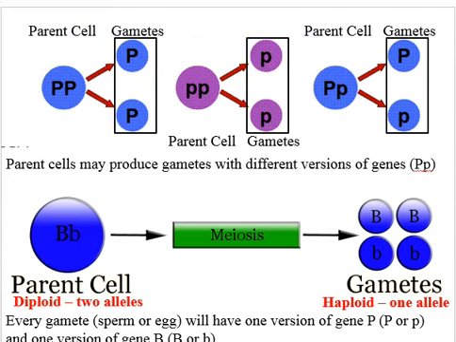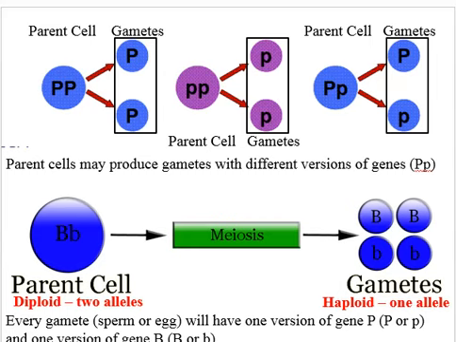Okay, so what happens is that these parents are making gametes. The gametes only have 1 allele. Here's a parent that's got 2 dominant alleles, P's. This parent is making gametes that only have 1 P, not 2. This is diploid, this is haploid. This is the parent cell, this is the gametes, eggs or sperm.